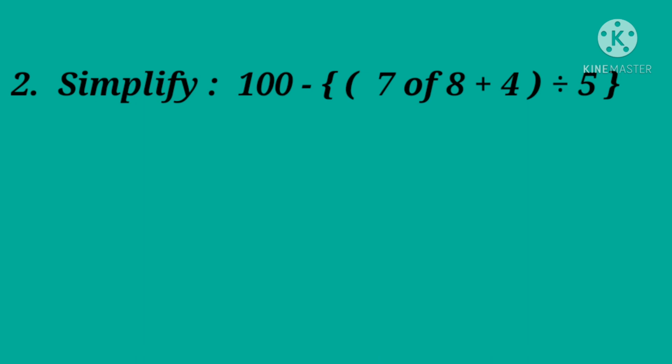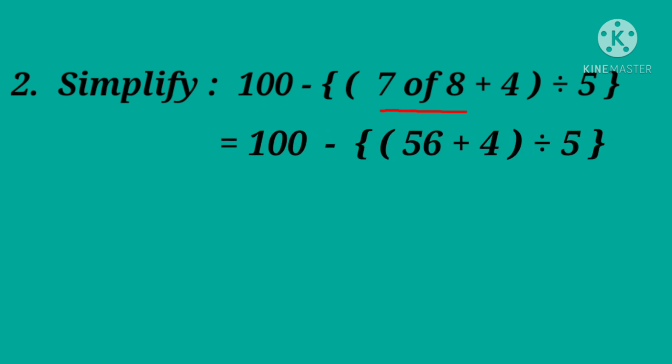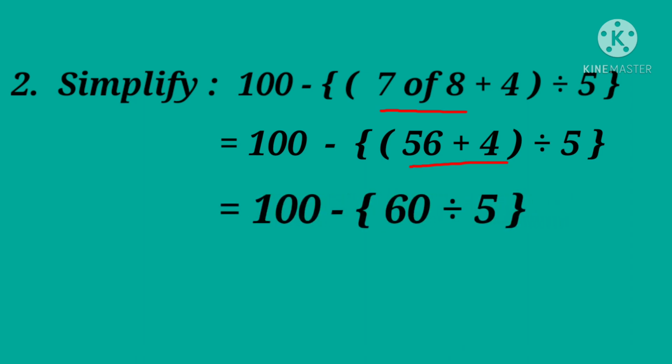Within the small bracket, we are having 2 operations, that is of and addition. So we will first solve of. So we know that 7 of 8 will be 56. And other terms will be written as it is. After solving of, we will do the addition within the small bracket. So we get 100 minus 60 divided by 5 within the curly bracket.